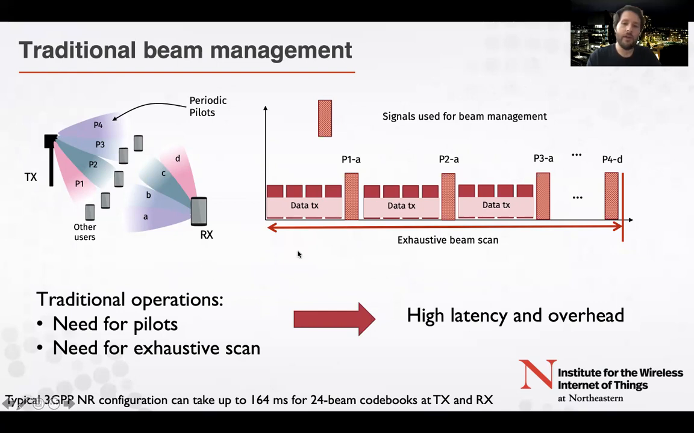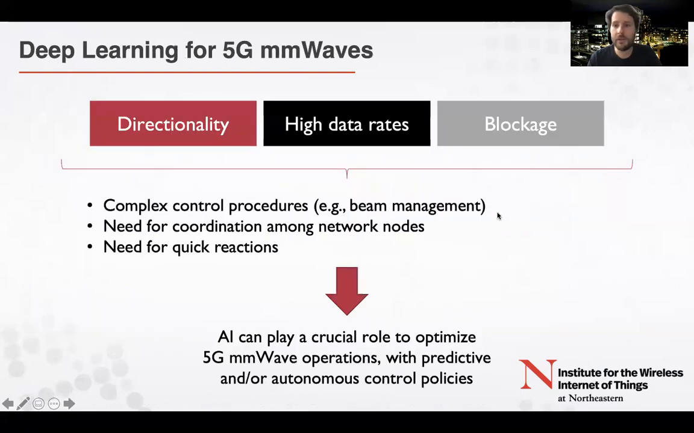Eventually, to allow a complete scan of the combinations that are available, which is what results in the possibility to identify the best beam pair to be used, you're going to end up with a very high latency and overhead. So this is where we think that deep learning can help.